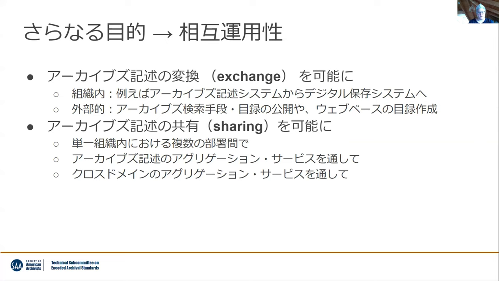And then as a further extension of that, sharing your archival descriptions in a bigger context. So that might be between different departments of the same institution, or it might be via an aggregation service for archival description where information from different organizations is put together in one place, or it might also be in the context of a cross-domain aggregation service, so where you are not only sharing data from archives, but also data, for example, from libraries or from museums, who might have a similar but not the same approach to how they are being described. Next slide, please.